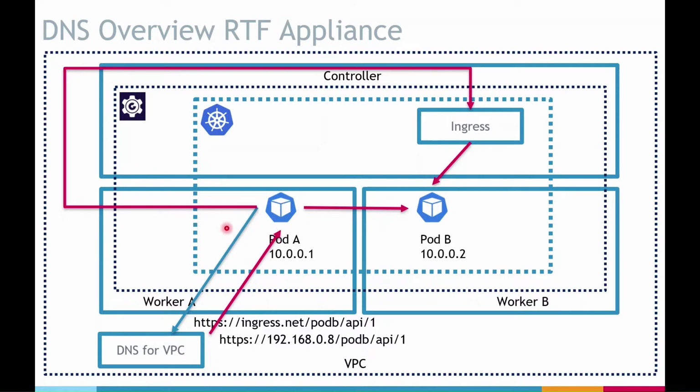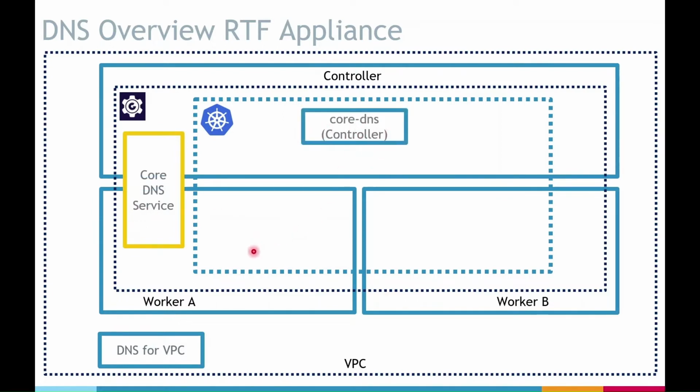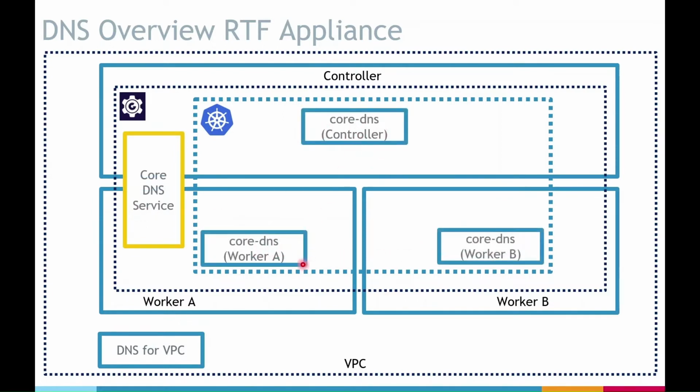When using the RTF appliance, you would have three types of DNS. One is for the planet container, one is for the controller nodes, and one for the workers. Now each controller will have its own DNS and the same applies for workers. As you see in the diagram, worker A and worker B have their own DNS. Same is true for controllers as well. If there are multiple controllers, they have their own DNS. In this case, we just have one controller, so there is only one DNS for the controller.